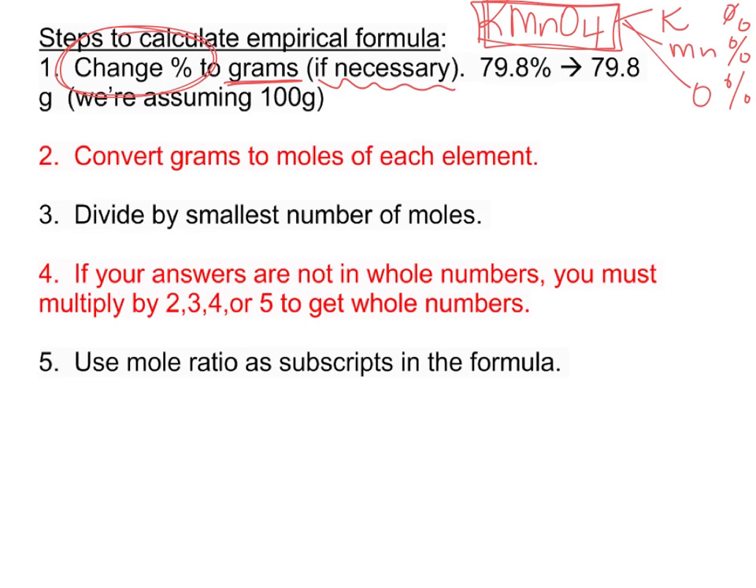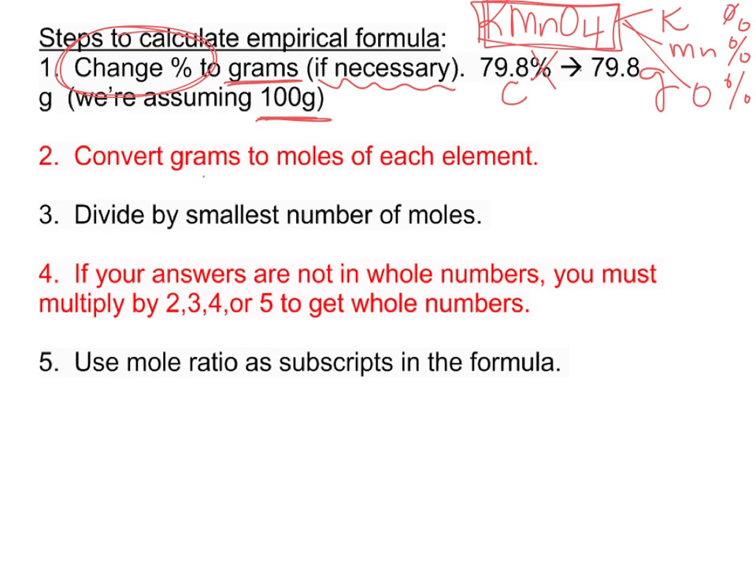If I give you grams, you obviously don't have to change the grams to anything because it's already in the correct format. So if I gave you 79.8% carbon, all we would do is drop the percent and slap a G unit on the end. We're assuming that there's 100 grams of the chemical because we assume that there was 100% of the chemical as well. So step 1, you literally drop the percent, slap a G on it.